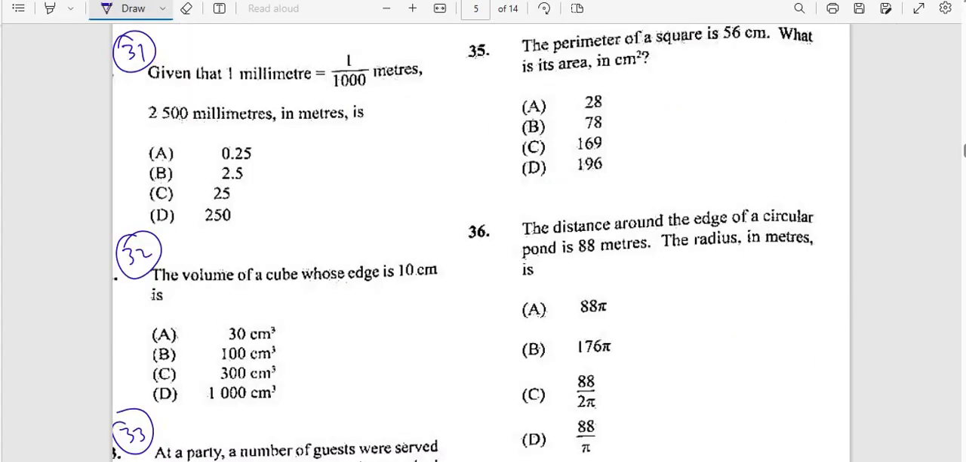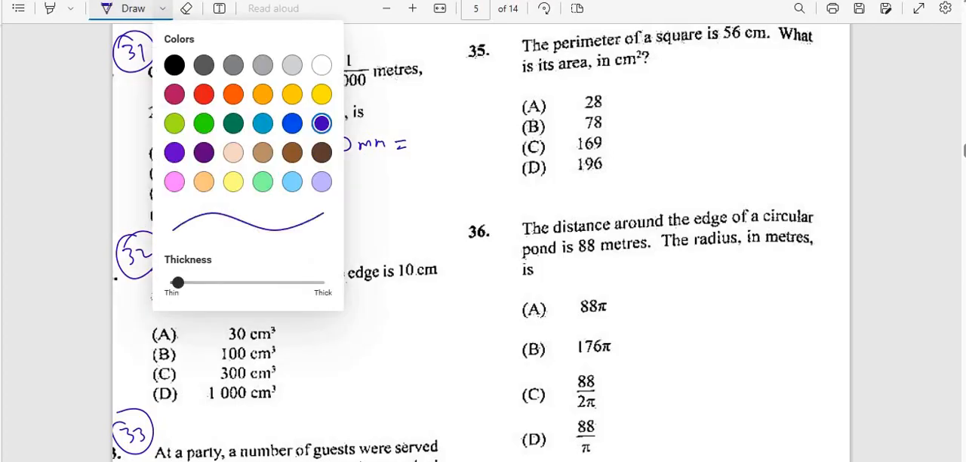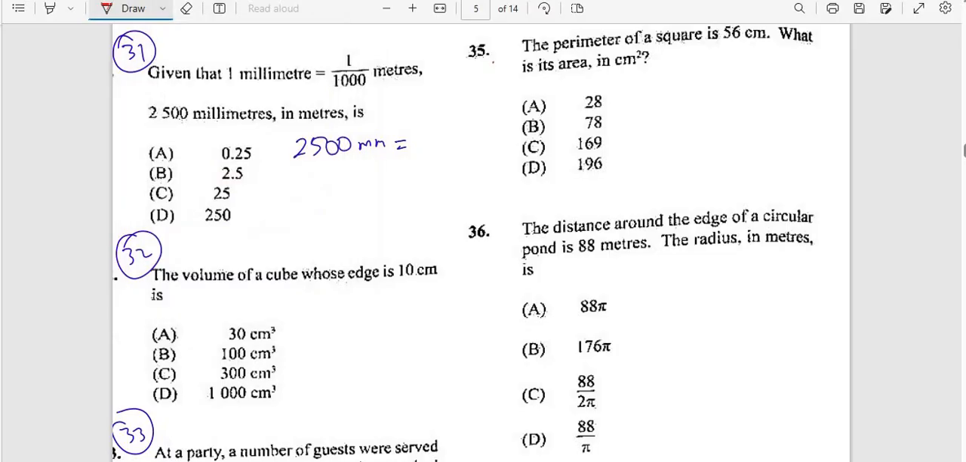31. 1 millimeter is 1,000th of a meter. Then 2,500 millimeters is what? So we have 2,500 millimeters. I want to convert that into meters. Now remember what a meter is. I like to use this method. I just like to say this milli in front is 1,000th. So I'll put 2,500 multiplied by that milli, which is 1,000th. I'll put back the M, which is the meters right here. So when I work this out, this is what I'll get.